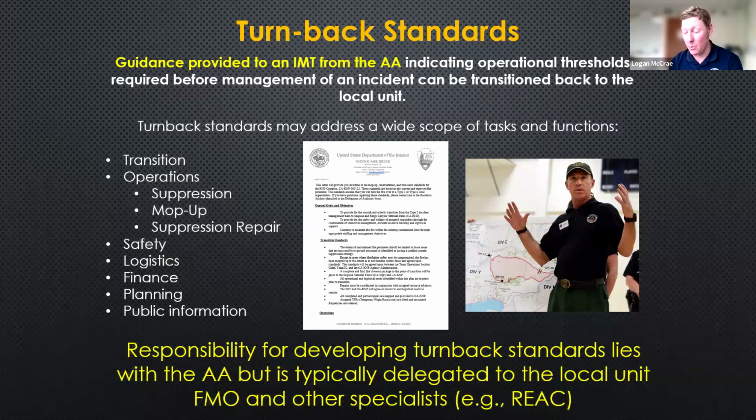So I think an important one on the turn back standards is remember what that means. That means that we're turning that back to the local unit and the local districts. And so being very clear and concise from an agency administrator perspective, making sure that the team knows exactly what type of package that you want to have, that you want to reassume control over once they leave. That's very important. Okay, next slide.